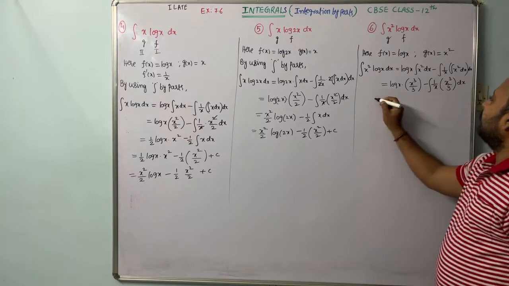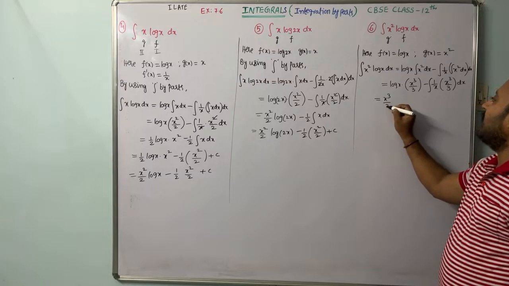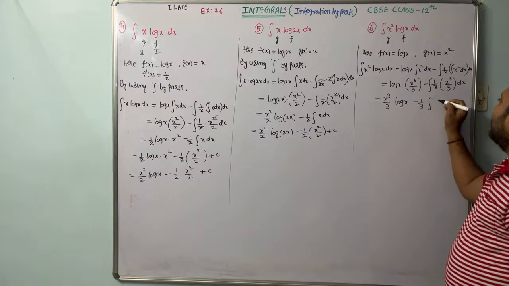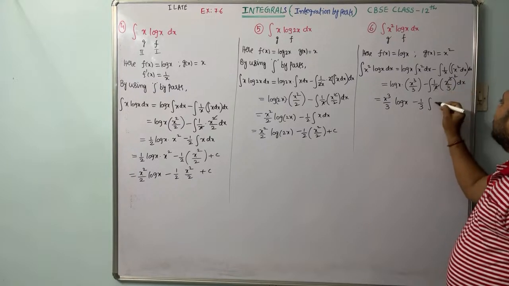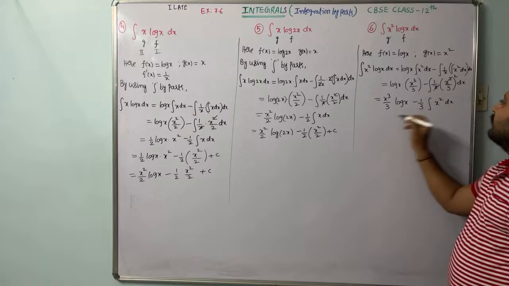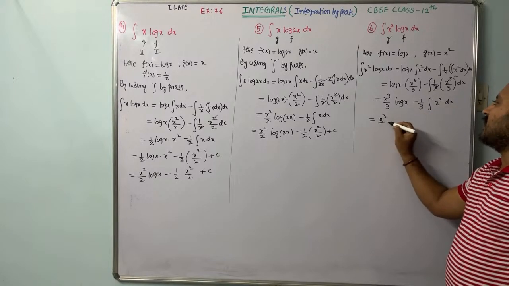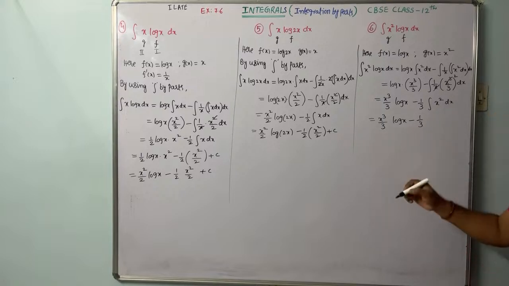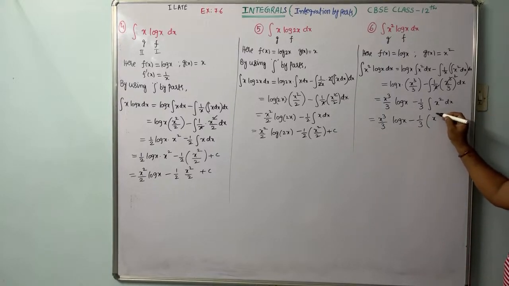So here x power 3 by 3 into log x minus 1 by 3 into integral, here one x is cancelled, x square into dx, which is equal to x power 3 by 3 into log x minus 1 by 3 into integral x square dx, x power 3 divided by 3, plus c. This is the way you can do this, students. We'll move on to another set of questions.